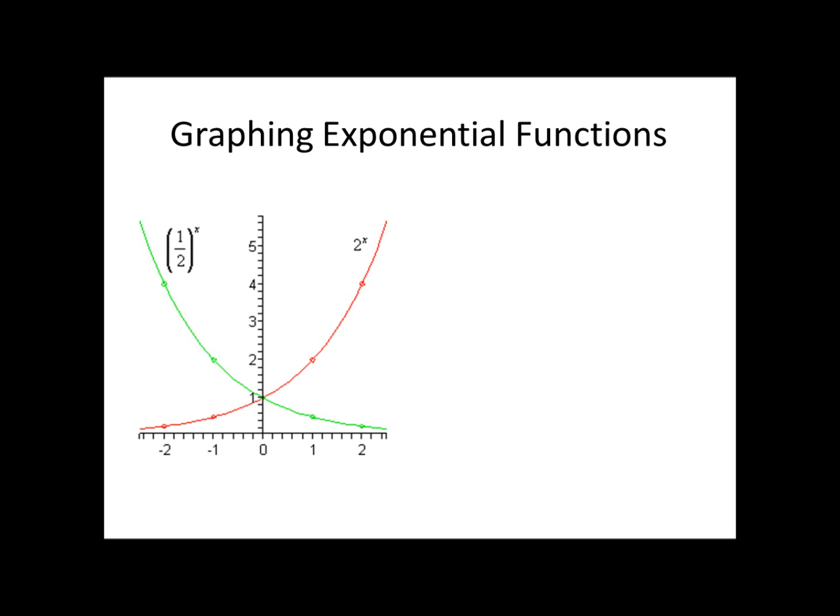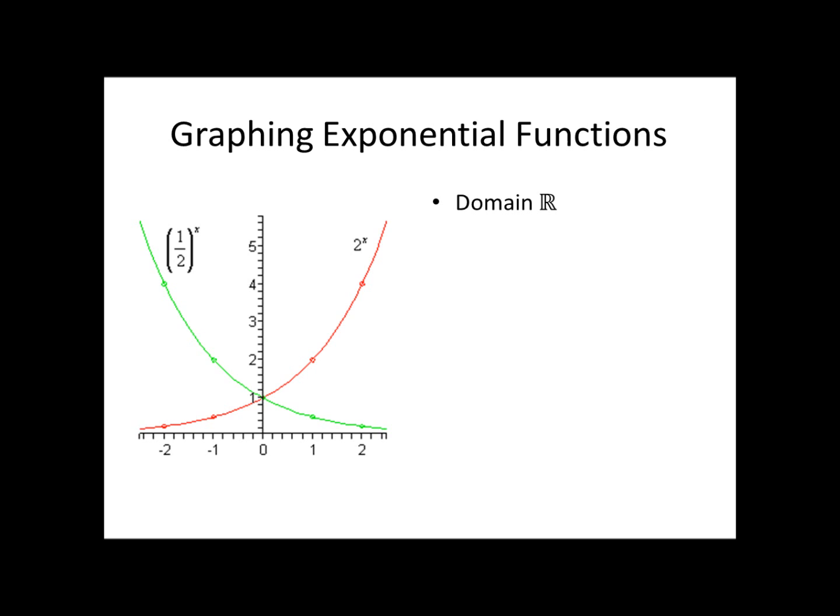Alright, so let's talk about graphing exponential functions. Now, here we see two very similar exponential functions, 2 to the x and 1 over 2 to the x. So these two are inverses, so that's why I show them together. But I wanted to point out some common aspects of all of these exponential functions.